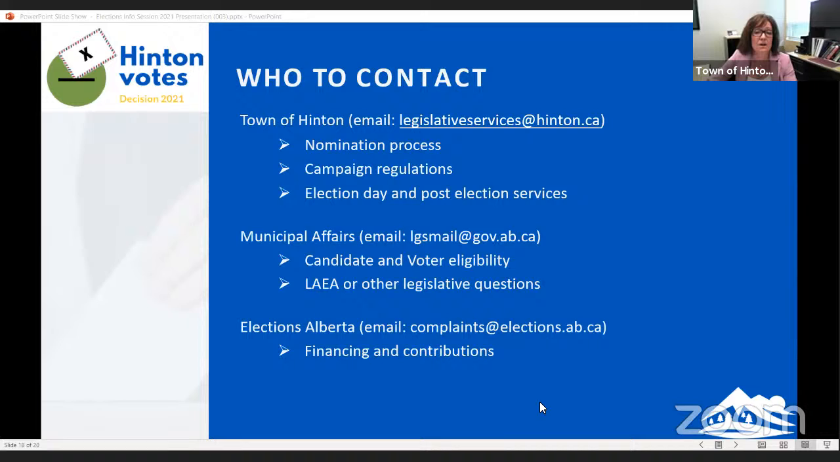So who to contact? You can contact the Town of Hinton regarding the nomination process, campaign regulations, election day and post-election services. You can contact Municipal Affairs for candidate and voter eligibility, LAEA or other legislative questions. And you can contact Elections Alberta for financing and contributions.